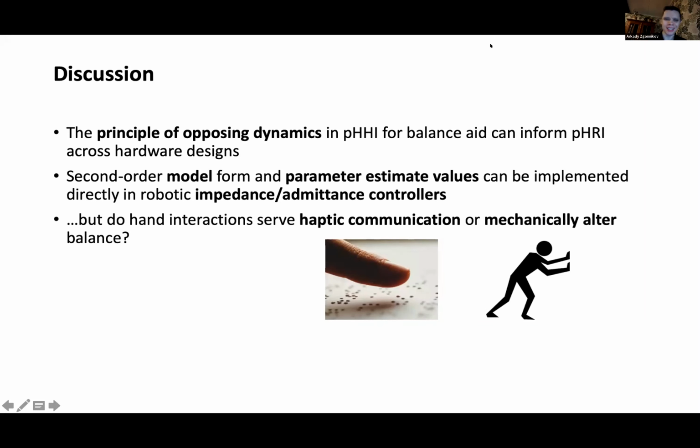Maybe I can also ask it then. So I was really thinking about your last question when you were talking about your previous slides, right? So it could be that it's mechanically altering balance, or it could be some kind of form of haptic communication, but there might also be this proprioceptive aspect here. Have you considered that one?